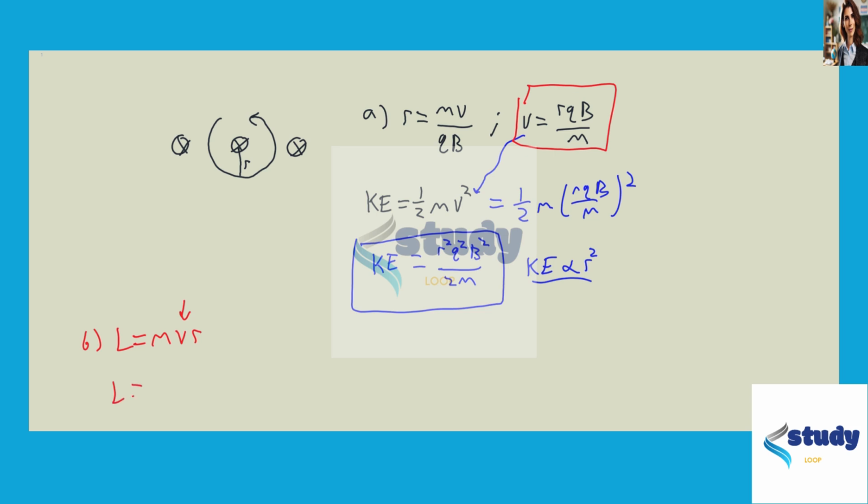So we can get that our angular momentum is m r qB over m. The m's cancel. And finally, we get qBr squared, which, if we check, yes, that is what we were supposed to find. So part A and part B.